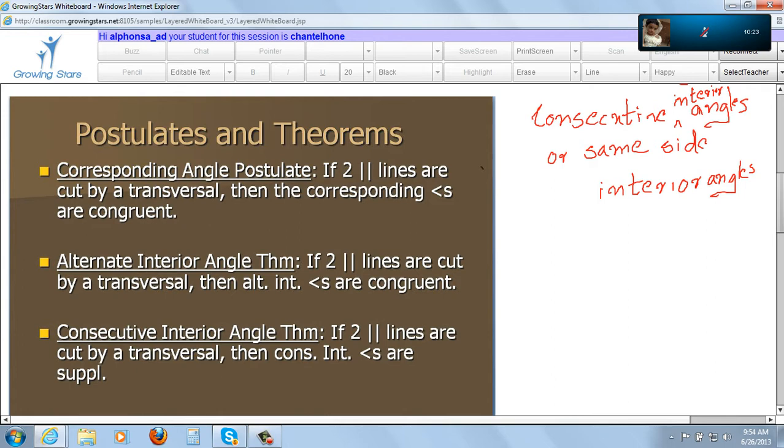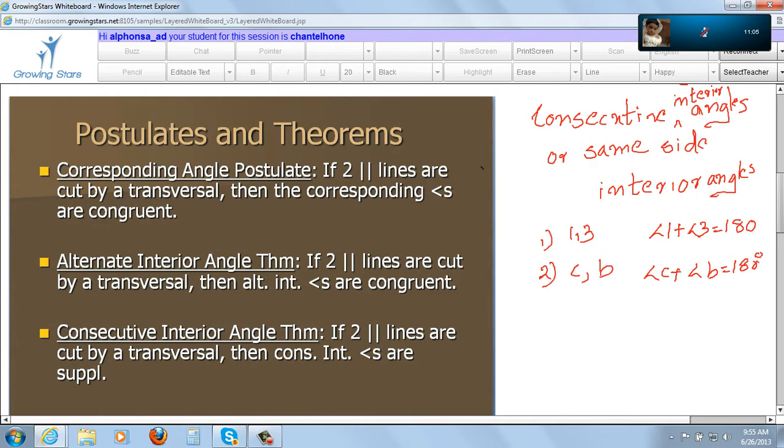Consecutive, from the term consecutive and interior and also same side. B and C, good. And 1 and 3, correct. So angle 1, angle 3, and C and B. Same side interior angles or consecutive interior angles are supplementary. That means angle 1 plus angle 3 equals 180 and angle C plus angle B equals 180.